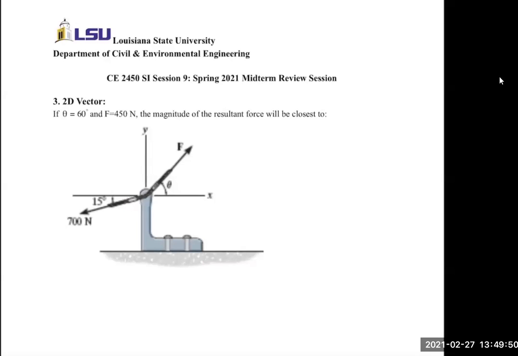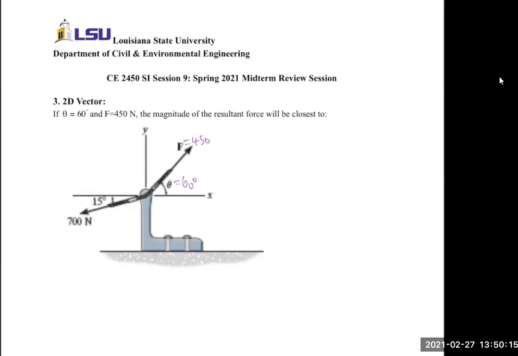Okay, guys. So this is a 2D vector problem. This is usually the type of multiple choice problem that is going to be put on the exam. It says if theta equals 60 degrees and F equals 450, the magnitude of the resultant force will be closest to. Okay, we have to find the magnitude of the resultant force.